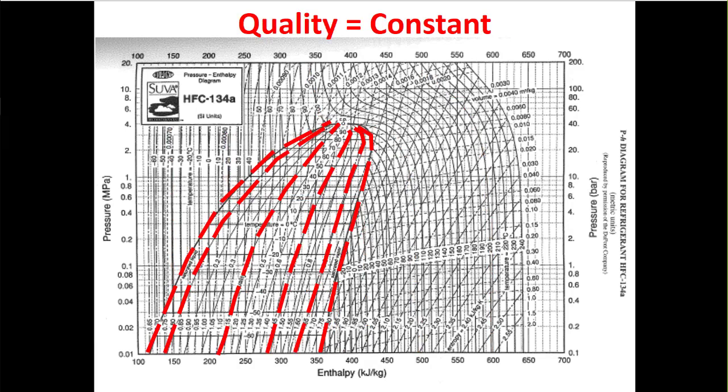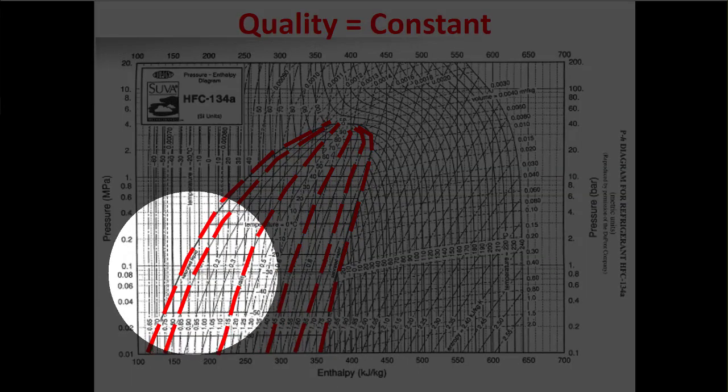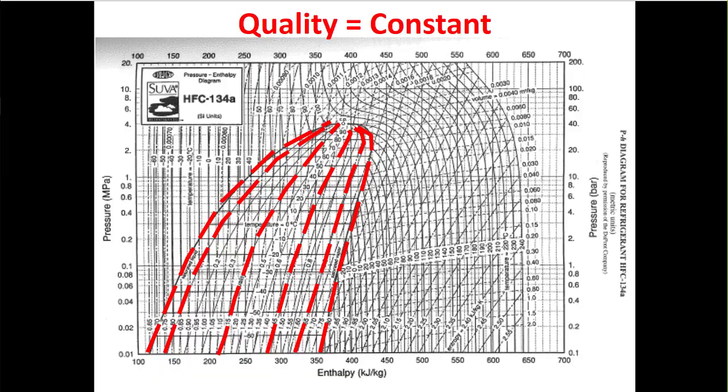Quality only exists under the vapor dome. This just looks like our normal vapor dome where 0 quality, saturated liquid, is on the left-hand side. And as we move across the vapor dome here, 0.1, 0.2, 0.3, these are the quality values. And then eventually you get to the right-hand edge, and that's saturated vapor.